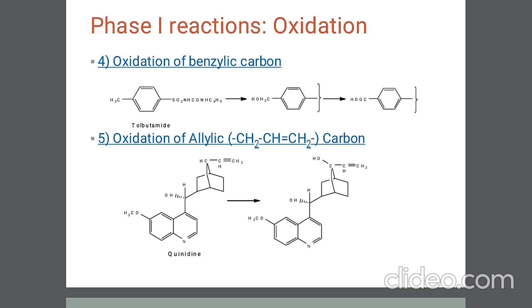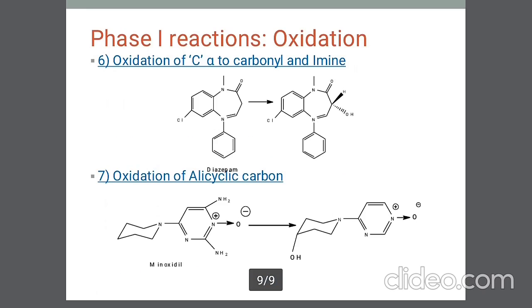Again in this case, quinidine contains a quinoline ring and a quinuclidine ring. The quinoline ring can also undergo aromatic ring oxidation, but in preference order, the allylic carbon of the quinuclidine ring first gets oxidized, and the second metabolite is due to the aromatic ring of quinoline. Again I am telling you it is a preference order: if you have an allylic group in your compound, the allylic group will undergo oxidation very first during phase 1 metabolism.